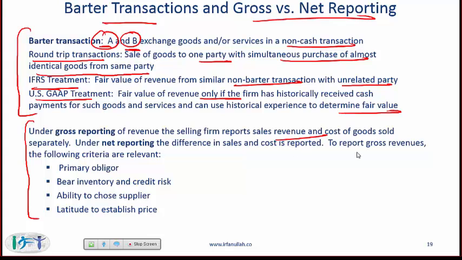So specifically, under what circumstances should a company report gross revenue? These are the scenarios. If the entity is the primary obligor, meaning the entity has the obligation to deliver the service. The party bears inventory and credit risk. So for example, if the entity is selling tickets, then the risk of the seat not being utilized needs to be with the entity that is doing gross reporting. Ability to choose supplier and latitude to establish price. You'll notice that with the travel agent, these conditions don't hold, therefore they should not be using gross reporting.